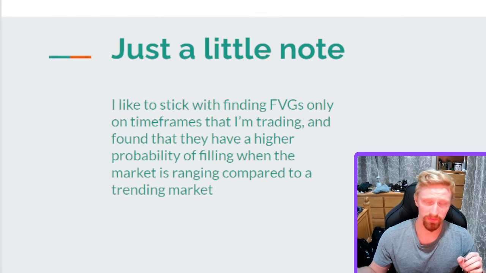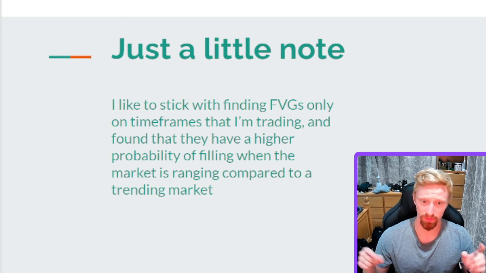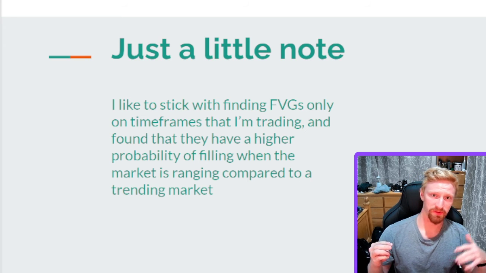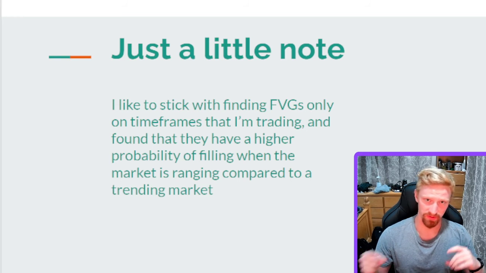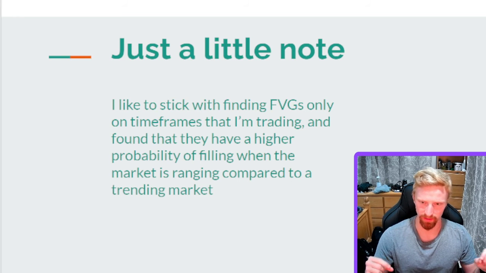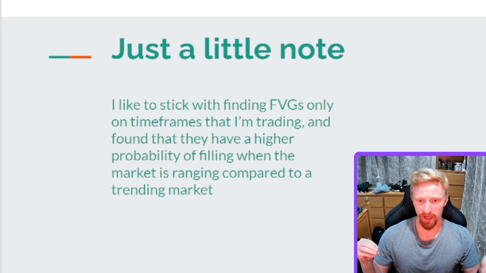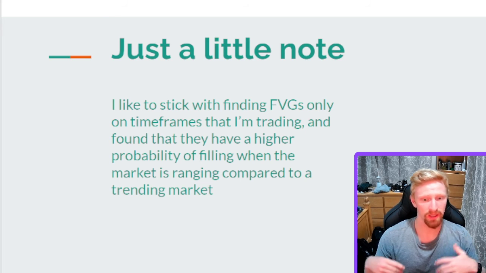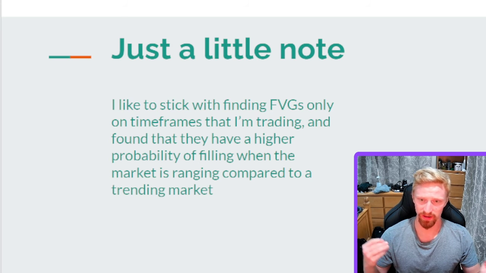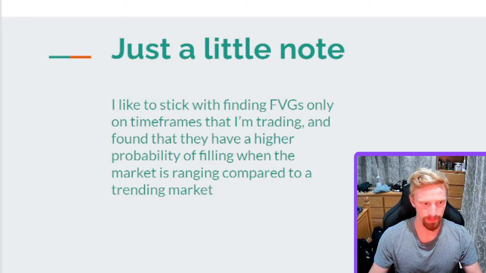So just a little note on fair value gaps. I like to stick with finding fair value gaps only on time frames that I'm trading. So if I'm trading the 1 hour, right? When I'm trading 1 hour, sometimes I'll use Fibonacci levels from the 4-hour or even volume profiles from the daily or something like that, but really fair value gaps I only use on time frames that I'm trading, so I only look for fair value gaps on the 1 hour. I've found that they have a higher probability of filling when the market is ranging compared to a trending market. And of course this is also in the time frame that you're using. So if you're in a 1 hour range, you're more likely going to be filling those imbalances. Rather, if you're on a 1 hour trend, you're most likely not.